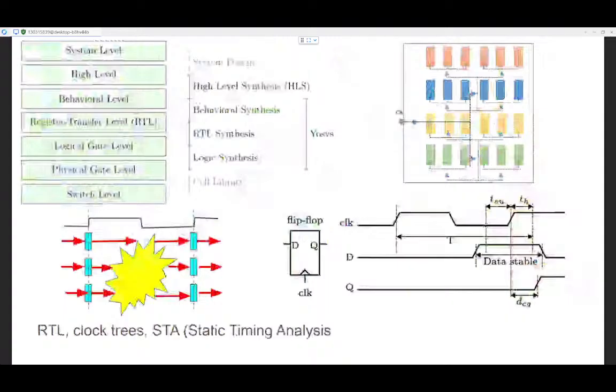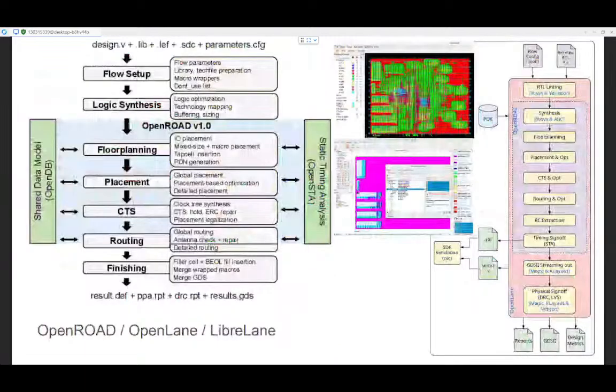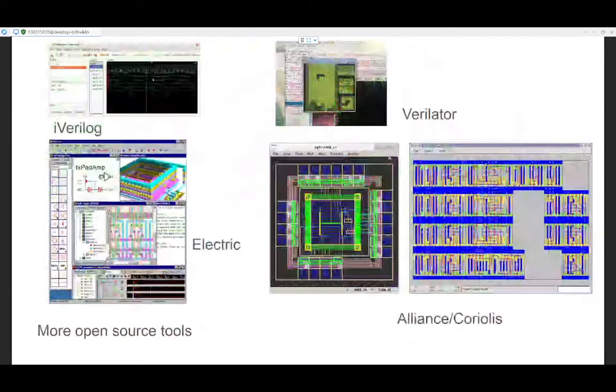So this is only valid if you design it using the RTL style. And another thing that you have to do is you have to ensure that this clock happens more or less at the same time in every corner of the chip. So that's what we call the clock tree synthesis, right? So the first thing you have to guarantee is that the clock goes everywhere at the same time.